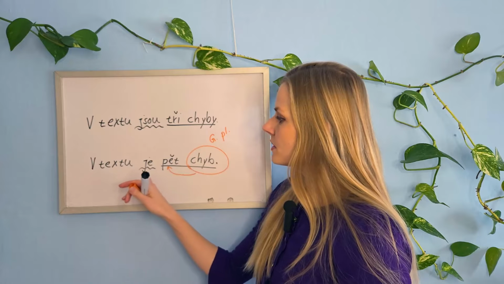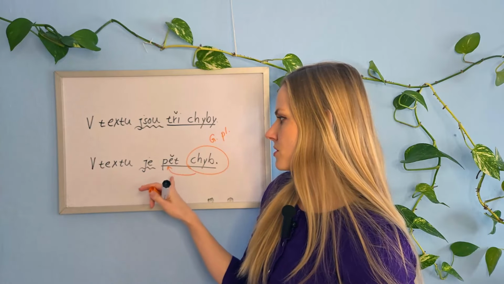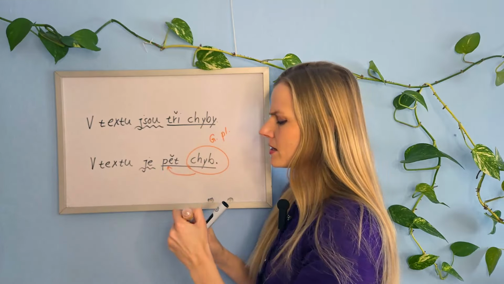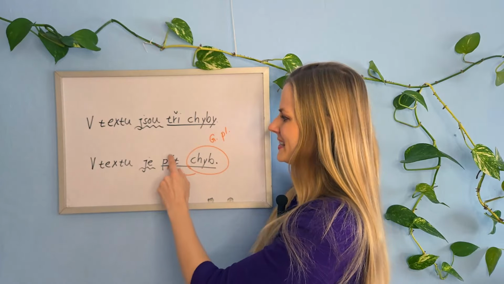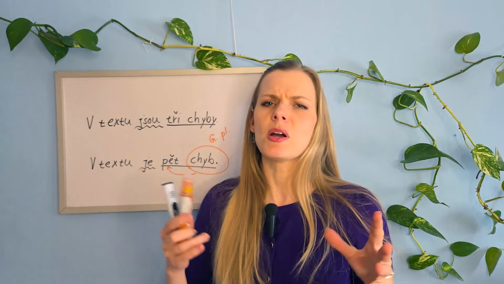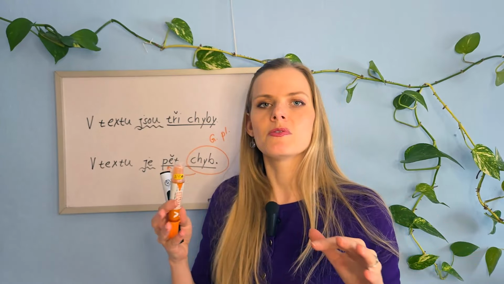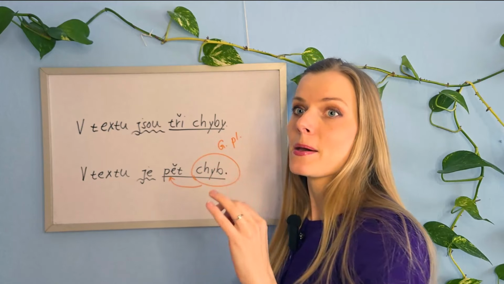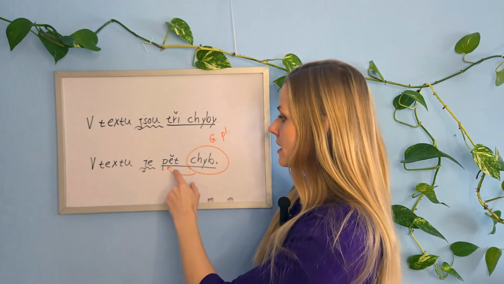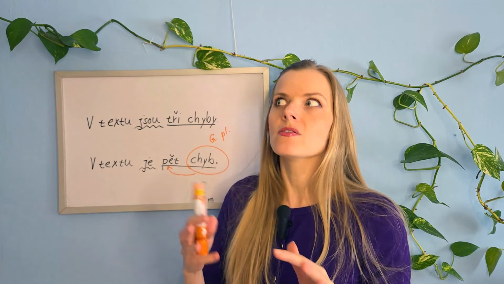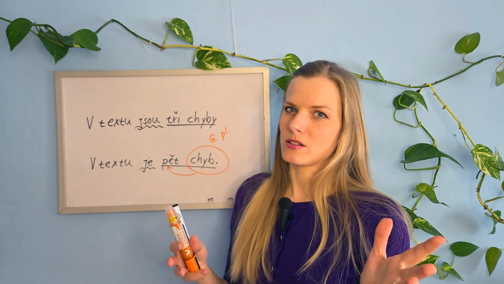And the verb to be refers to the subject. In this case, we could say that the main leader in this subject is pět, 5. Imagine it's like number 5. Number 5 is. So that's why we would use je pět. And this is as if we said 5 of mistakes. So 5 of mistakes is in the text.